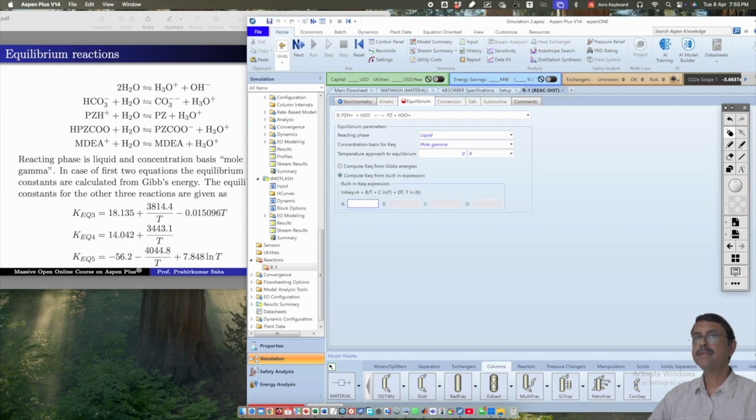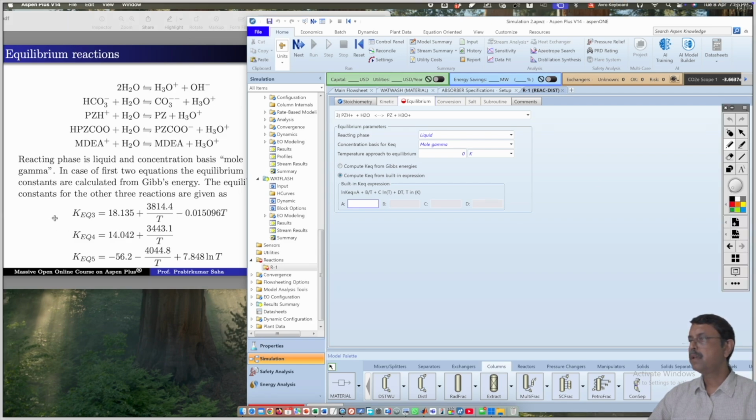Okay, there is a mistake over here. Actually, it will be ln of K equilibrium 3 is this. This will be ln of K equilibrium 4 is this. This will be ln of K equilibrium 5 is this. Small error over here. Anyway, so we'll keep writing.